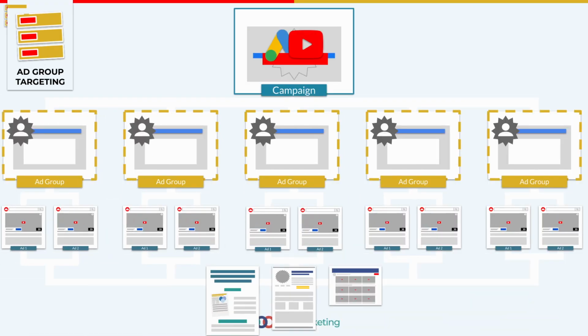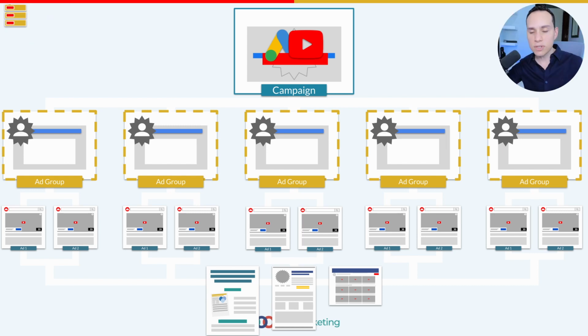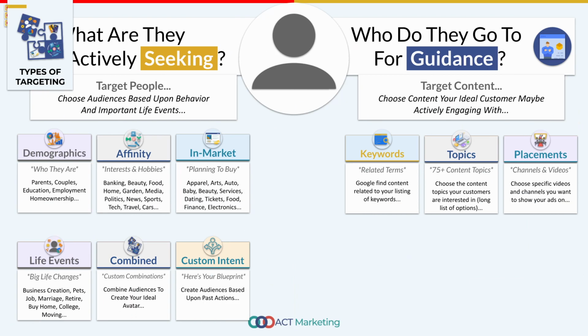Now, jumping into our campaign diagram here, when it comes to targeting, this is all done at the ad group level. So whatever you set up in your campaign settings is good to go. Now it's time to talk about what we do and how we tell Google who our ads should show to. That's essentially what we're doing at this level, and there are a lot of options.